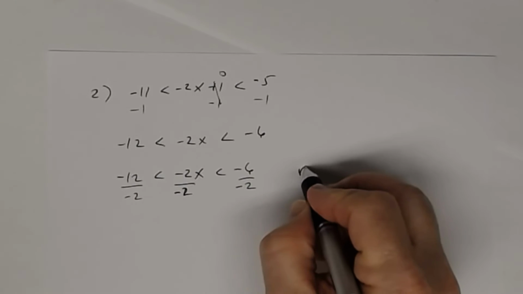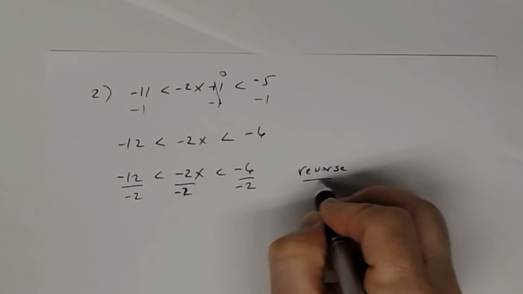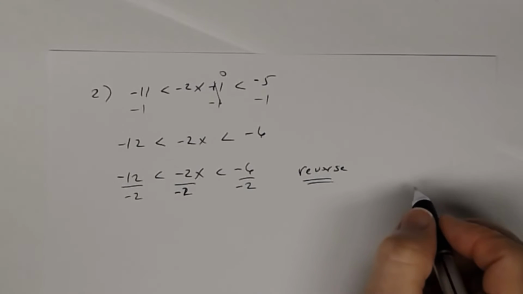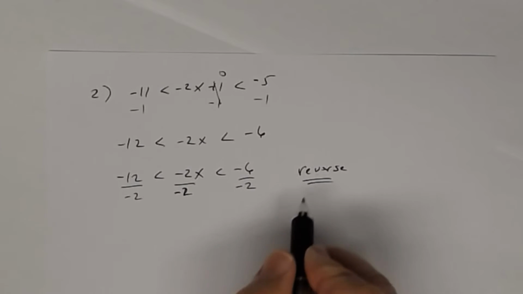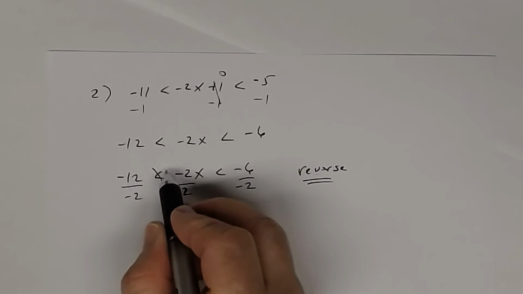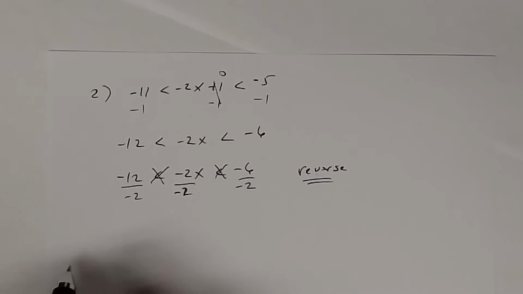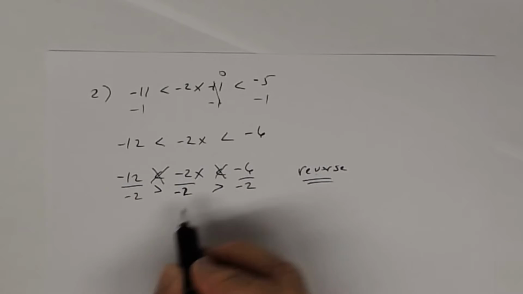But remember, whenever you multiply or divide both sides, or in this case, all parts of an inequality by a negative number, you must reverse the inequality symbol. So this right here, you've got to reverse. So this becomes greater than.